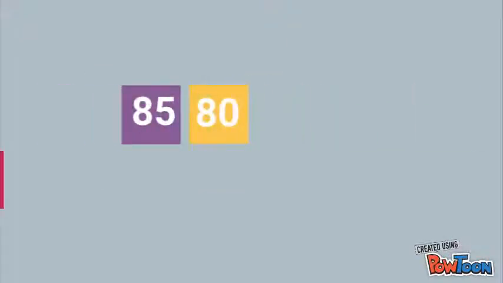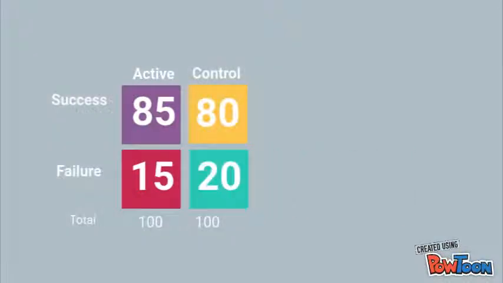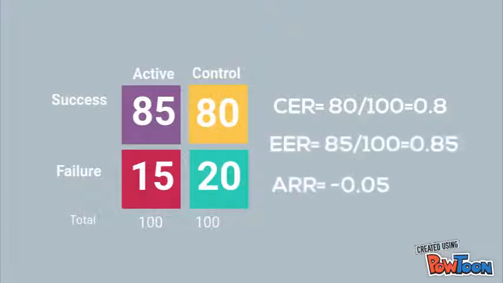To calculate the CER, we take 80 from the control group and divide it by the total, which is 100, and we get 0.8. To calculate the EER, we take 85 from the active group, divided by the total, which is 100, and we get 0.85.